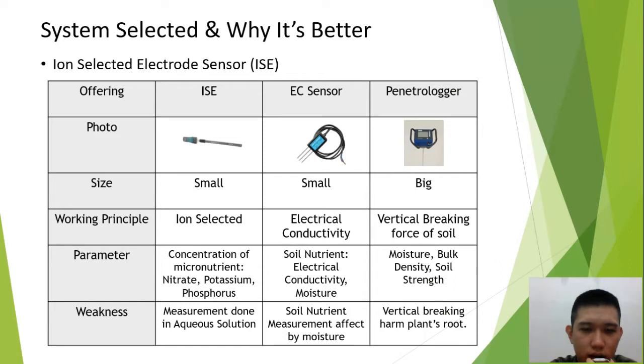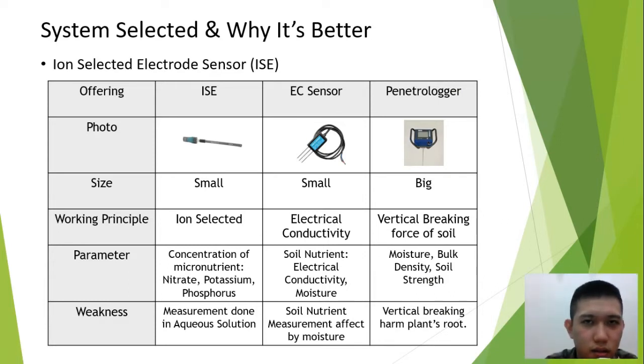The ion selective electrode is important for our project because the main objective of our project is to analyze the concentration of the ion content in the soil, and the ISE sensor is able to measure the nutrients such as nitrate, potassium, and phosphorus of the soil. The weakness of the ISE sensor is that it can only measure soil nutrients in an aqueous solution. So we need to mix the soil with water to allow the sensor to analyze the nutrient content in the soil.